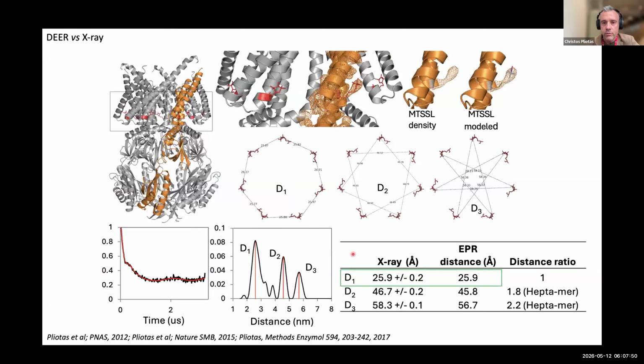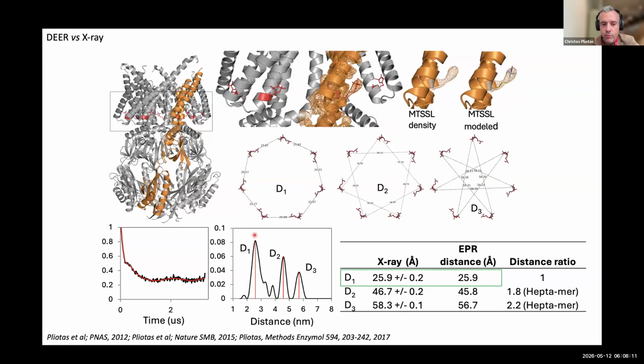The resolution of the method. This is a structure that we obtained several years ago, where we have the 7 spin labels on the mechanosensitive channels in the transmembrane domain. And as you can see here, these are the distance distributions we're getting from the EPR methodology. The resolution is really good. So it's 25.9 angstroms from spin to spin distances on the structure directly.